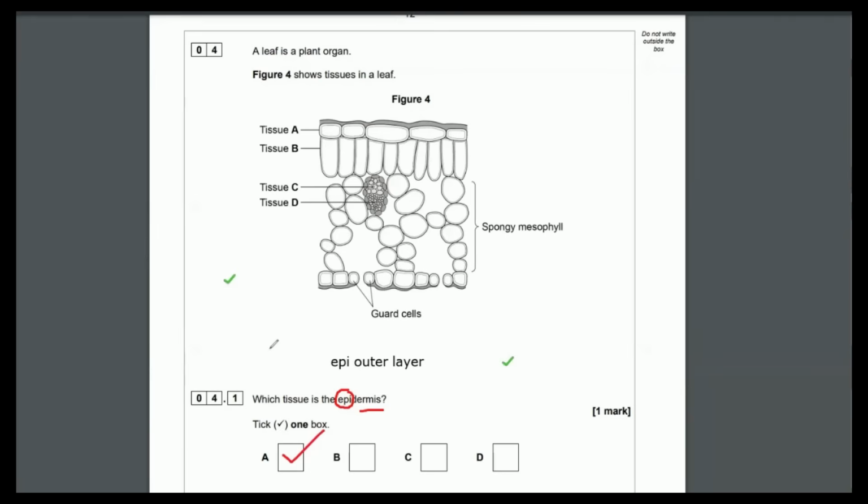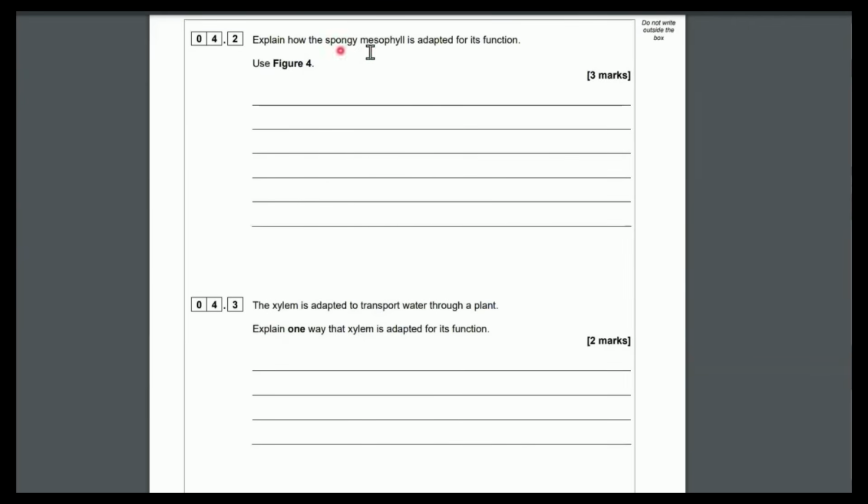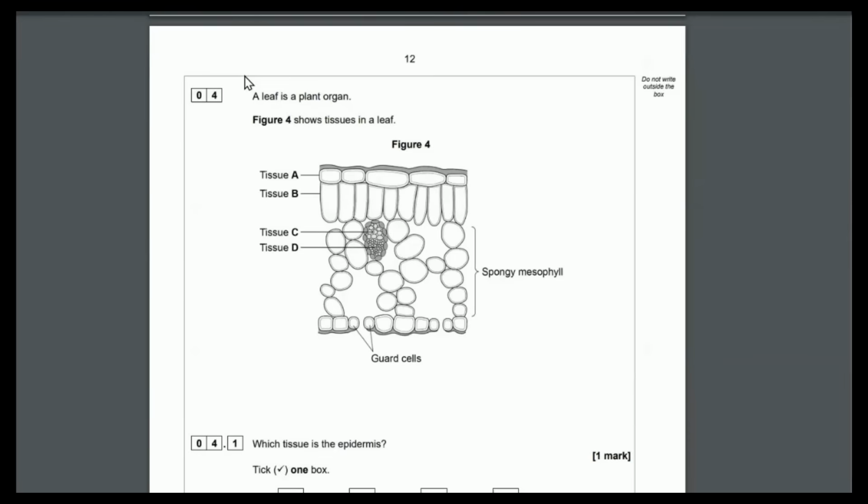And it's made up of upper epidermal cells. They happen to be transparent to let light through if you needed to be asked about that, and also covered in a waxy cuticle to waterproof and reduce water loss. You also find the epidermis at the bottom of the leaf as well, facing the outside.